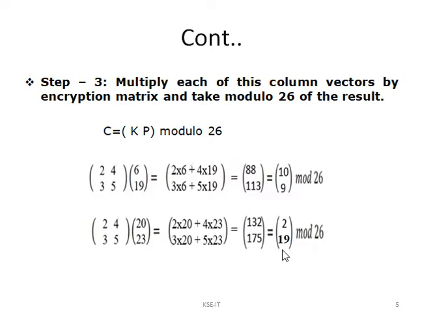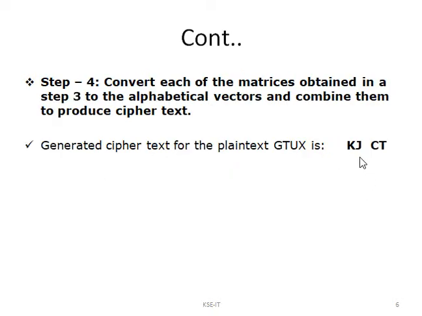For this column vector, 2 and 19, the equivalent character for 2 is C, and for 19, the equivalent character is T. So, you will get the character vector as CT. Now, combine them to produce the ciphertext, that is KJCT. So, you will get the resultant ciphertext as KJCT for the plain text GTUX using Hill cipher.